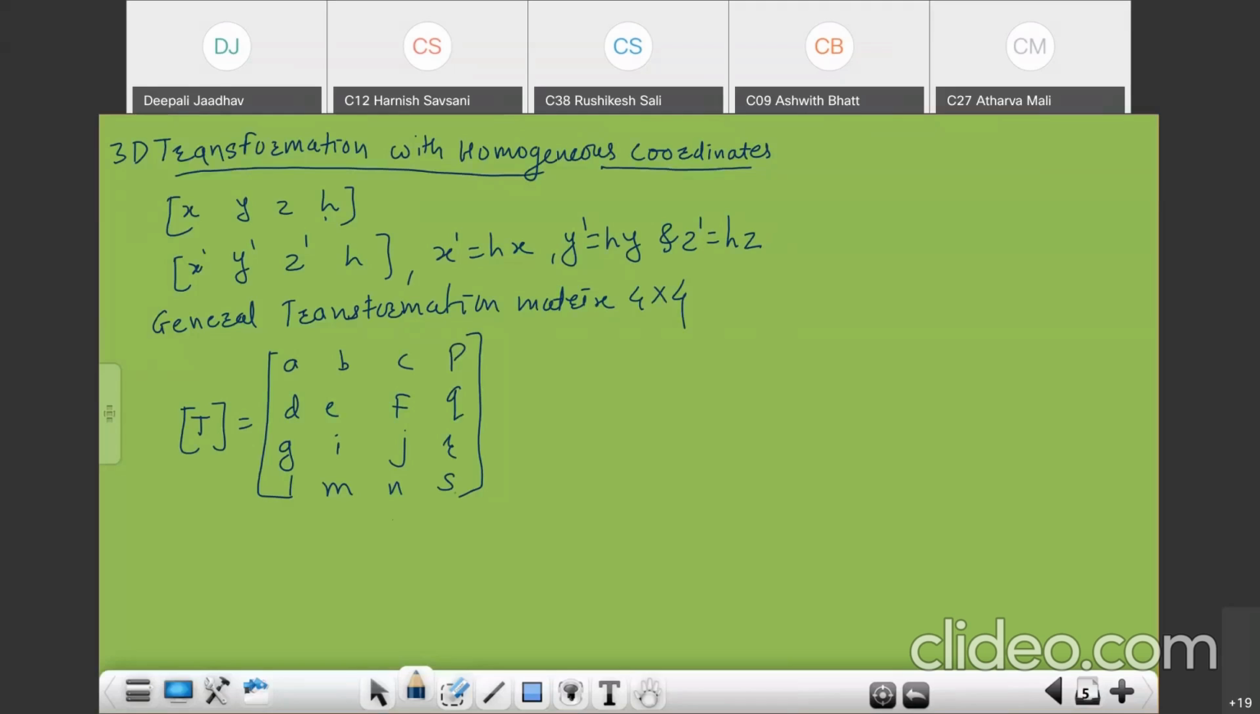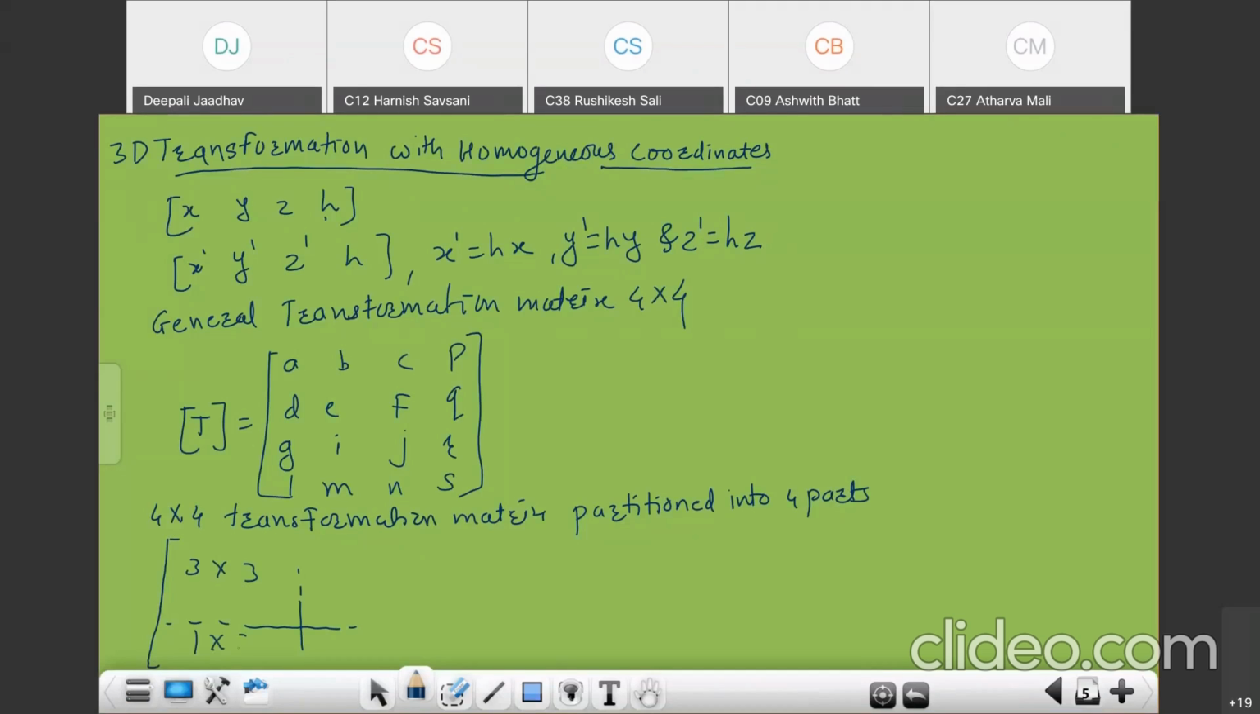Now this 4 by 4 matrix is divided into 4 matrices. So I am going to write here: this general 4 by 4 transformation matrix is partitioned into 4 parts. Upper left 3 by 3, lower left 1 by 3, upper right 3 by 1, and lower right 1 by 1.